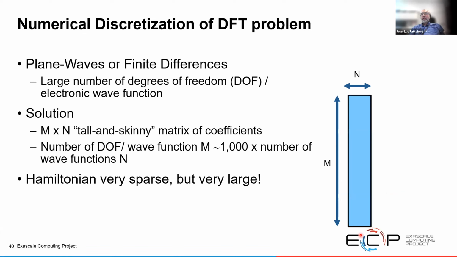The solution is typically a tall and skinny matrix. The number of columns is the number of electronic wave functions you're computing, and the number of rows is the number of degrees of freedom for each wave function. This number of degrees of freedom could be the number of Fourier coefficients in a plane wave discretization, or the number of mesh points in a finite difference approach. And the ratio between this M and N is typically very large.